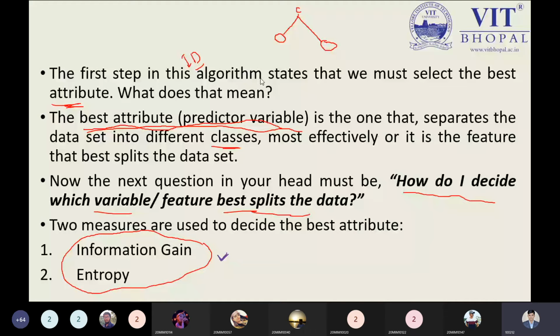Then we will discuss what entropy is. So far, any doubt you have? Please tell me right now. Yes, sir. Okay.